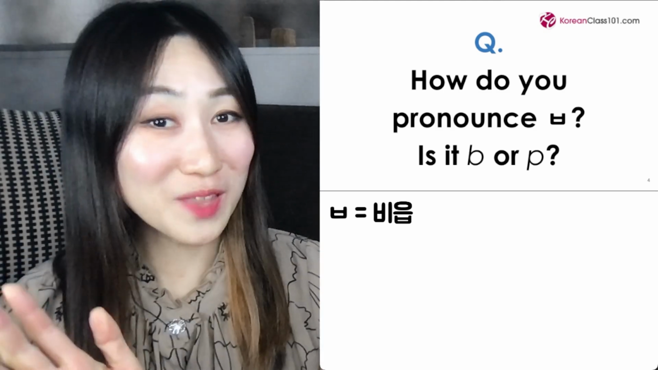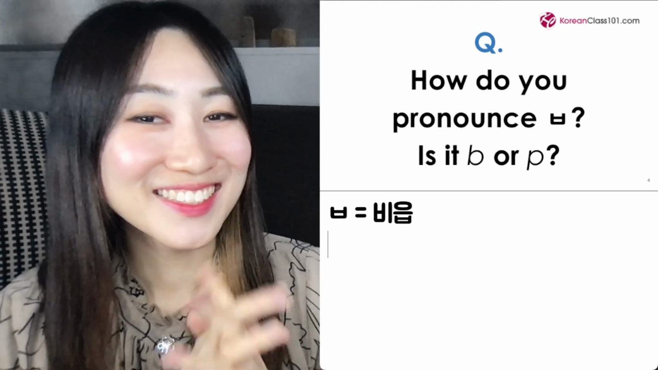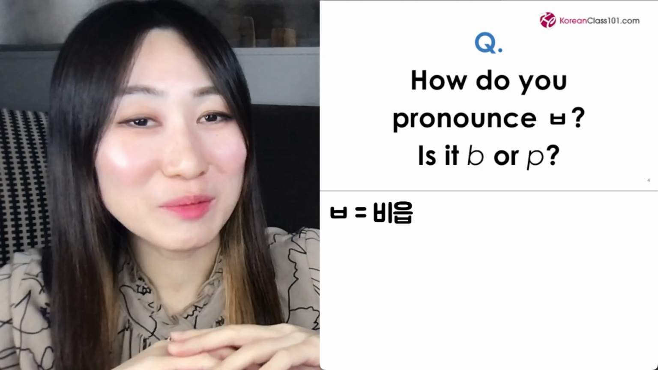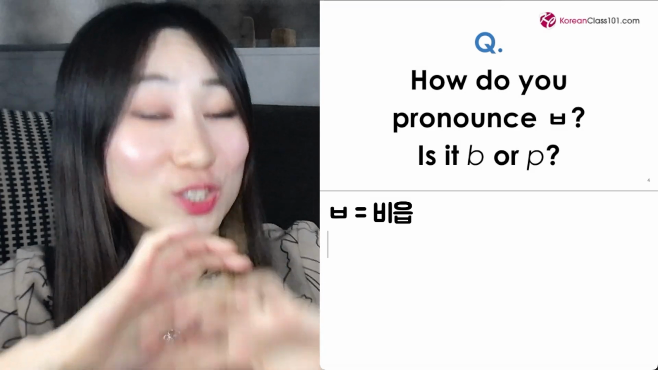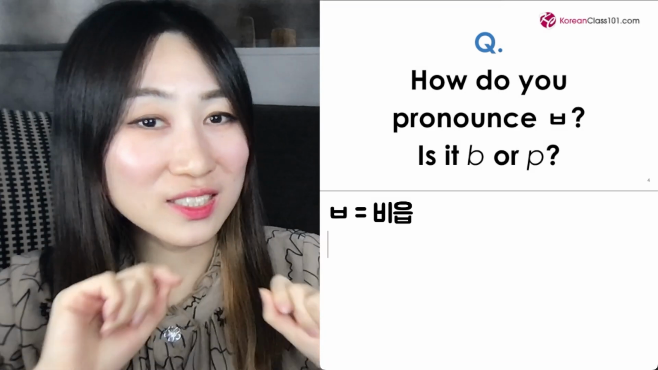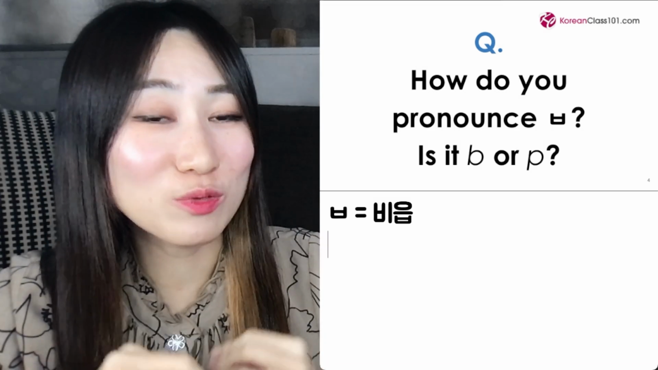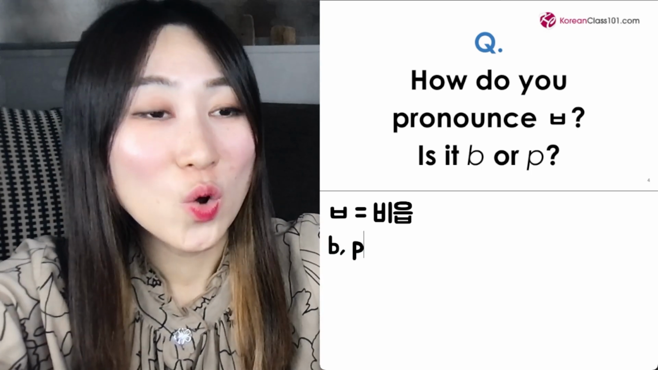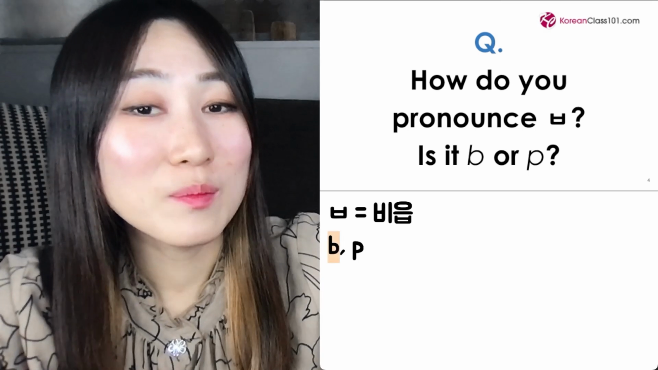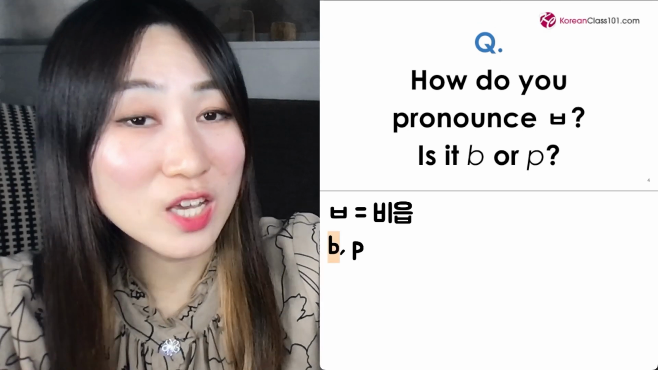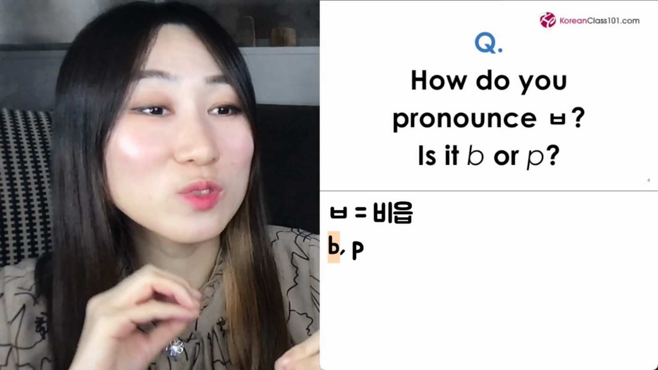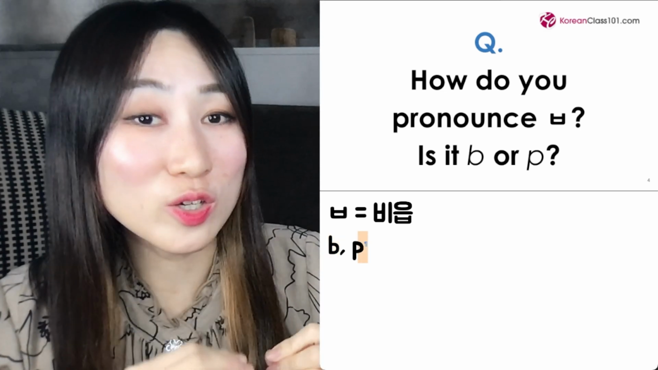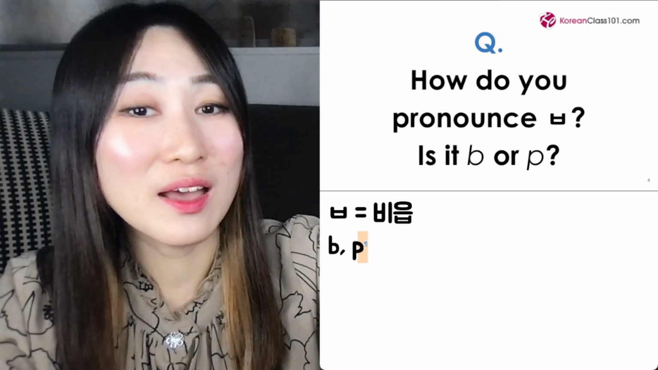Why is it none of them? It's because Korean pronunciation and English pronunciations are different, but we still need to romanize it. We still need to write it in English alphabet, and in that case, we use both. We use this B when it comes at the beginning of the syllable, but when this 비읍 is used as a final consonant, as 받침, it is P.